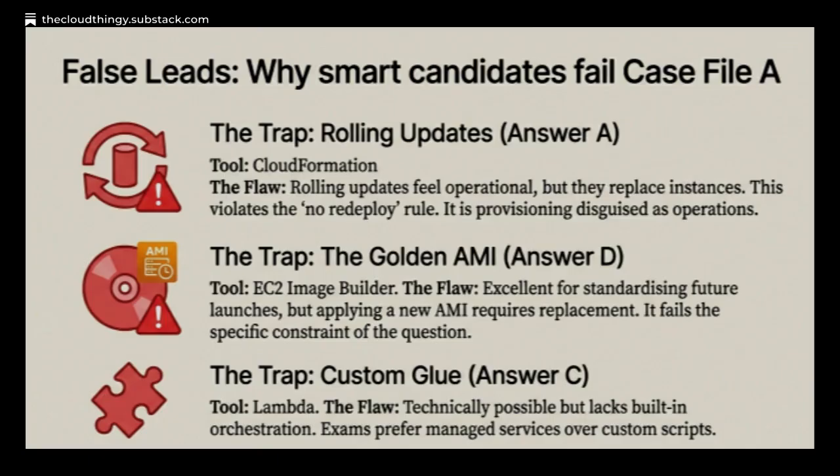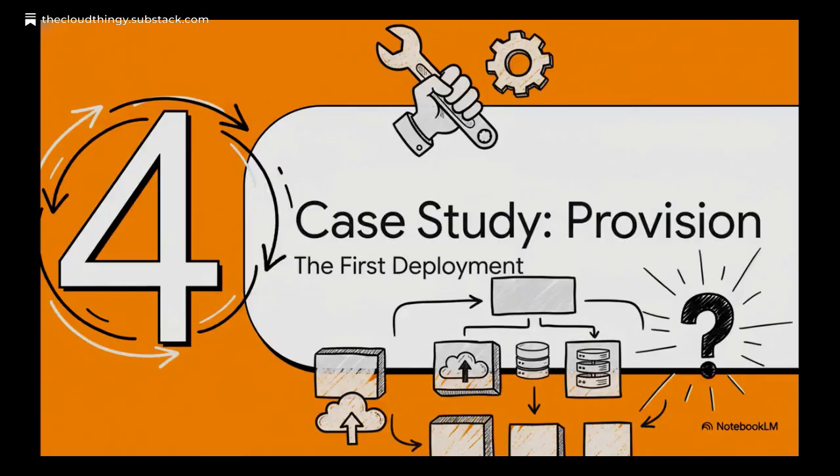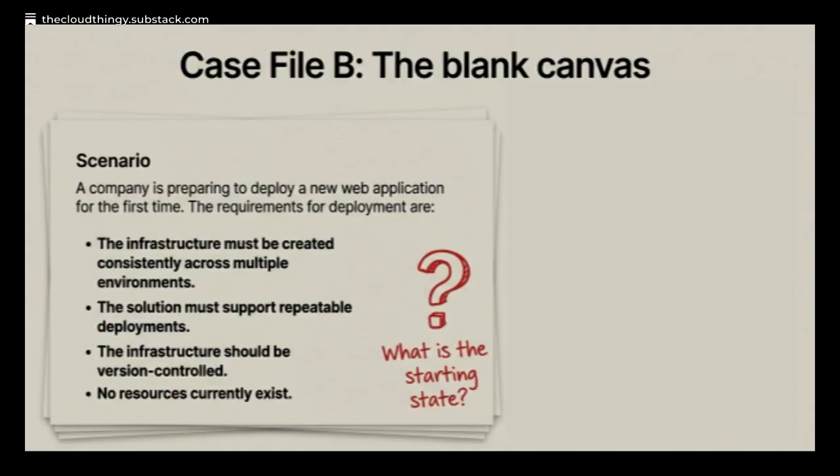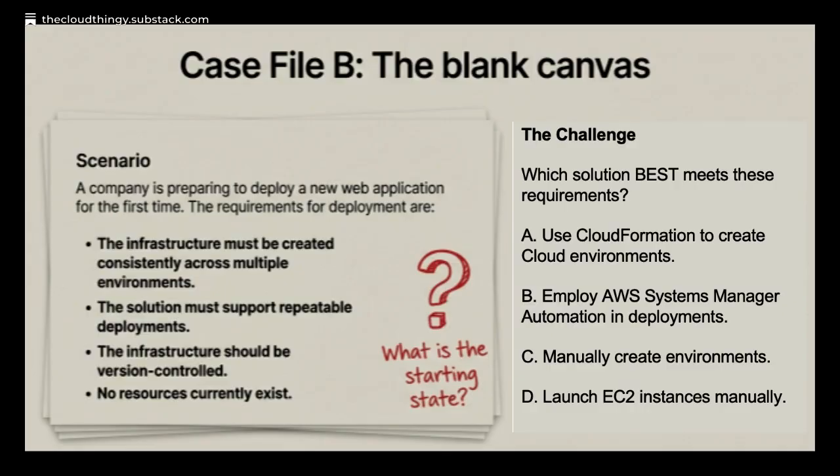Okay, let's lock this in. We're going to flip the script now and look at a question where the intent is clearly about provisioning. The keywords just jump off the page here, don't they? New application, for the first time, consistently, repeatable, version controlled. No resources currently exist. This question is basically screaming, build me something from scratch. So with those requirements in mind, which of these options is the king of creating new repeatable version-controlled infrastructure?